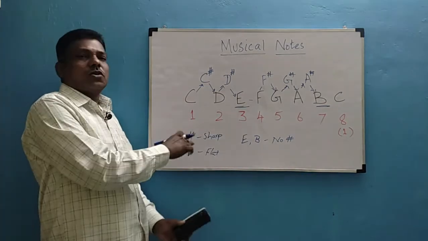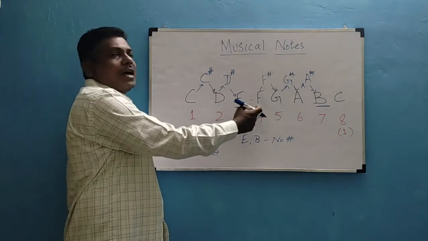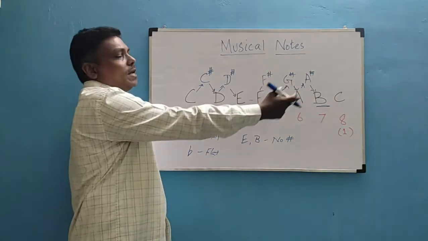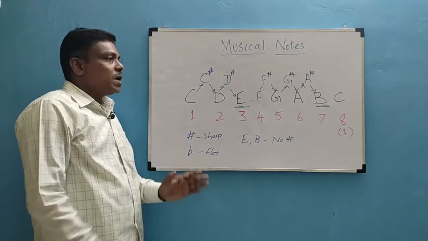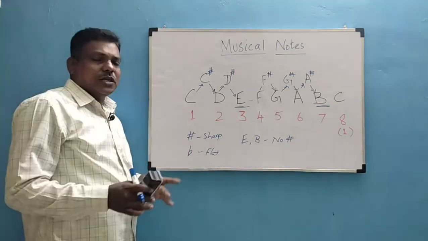Just remember this order: C, C sharp, D, D sharp, E, E doesn't have a sharp, F, F sharp, G, G sharp, A, A sharp, B, and then C. Okay, this is the order of musical notes which will be there in any musical instrument.